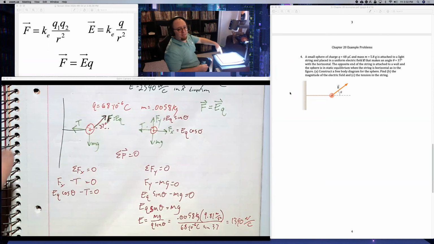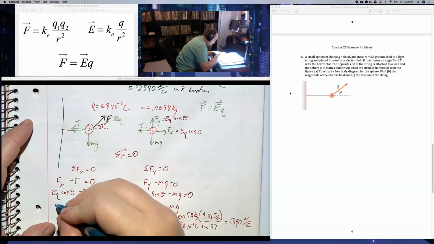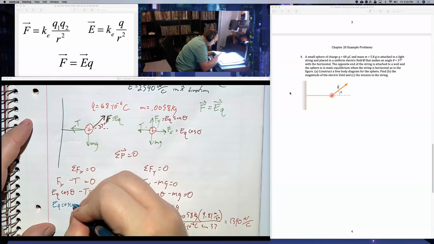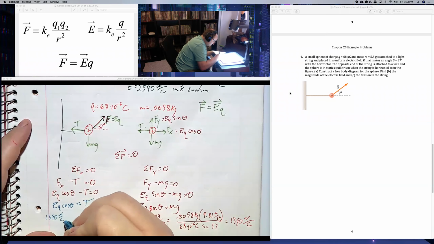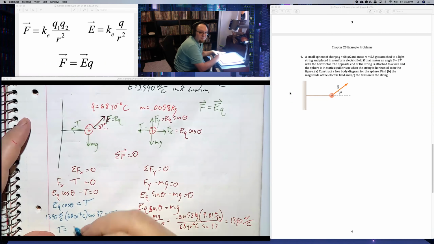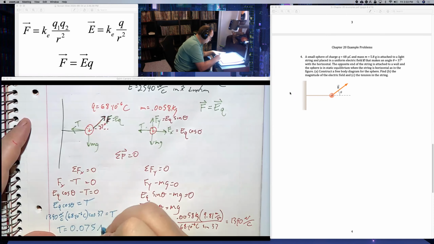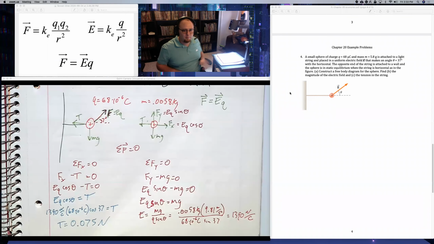Meanwhile, part C is what's the tension. I'll just add tension to both sides of this equation and say EQ cosine theta equals T, which means 1390 times 68 times 10 to negative 6 coulombs times the cosine of 37 equals T. And I'll get that answer.